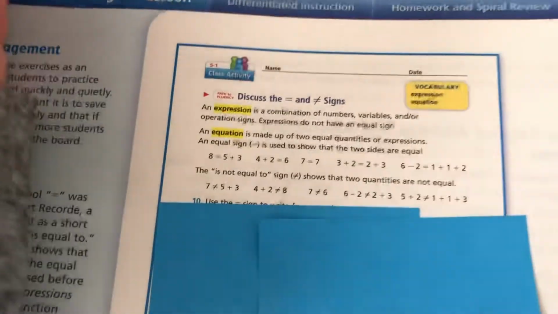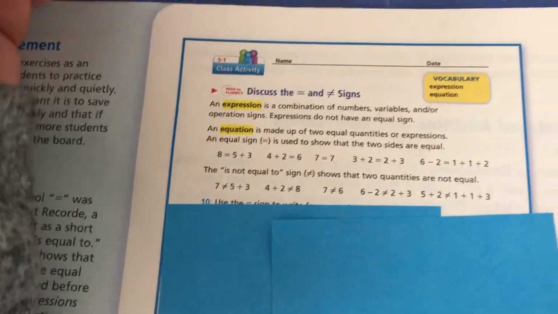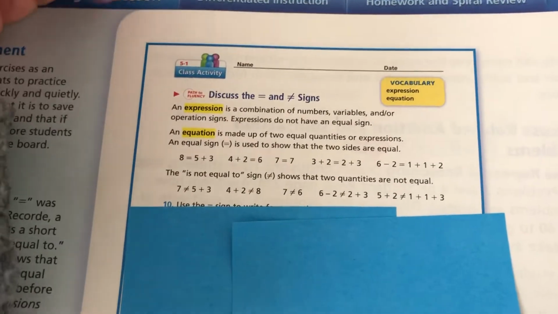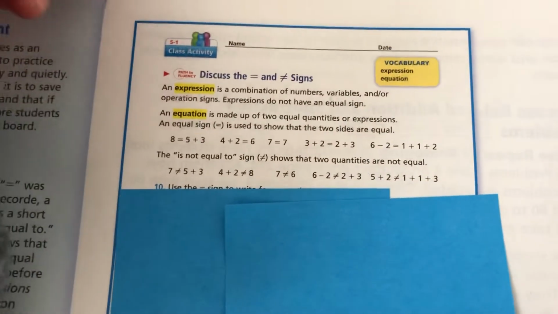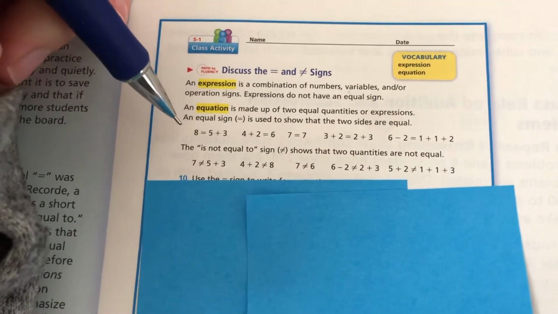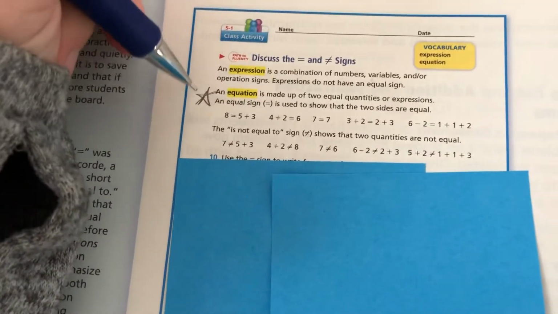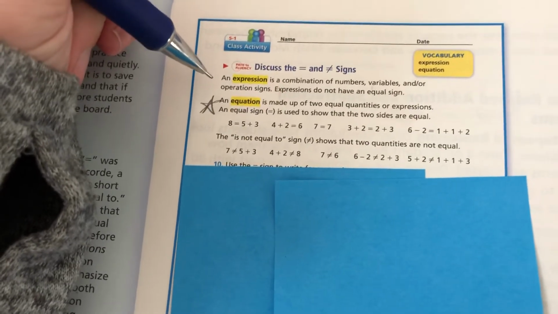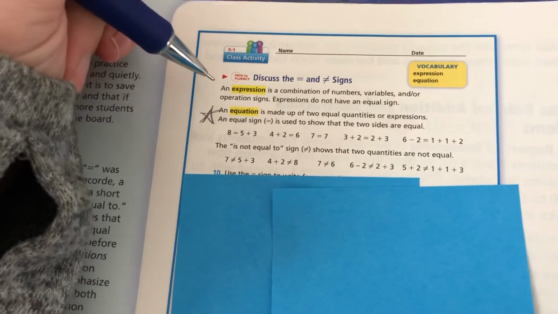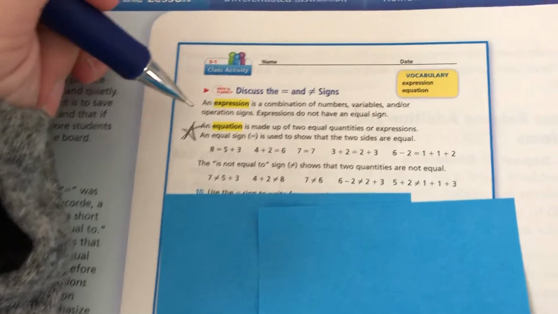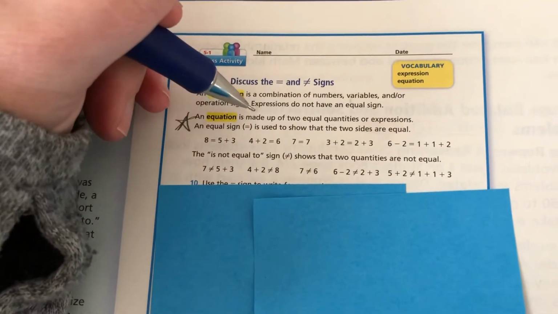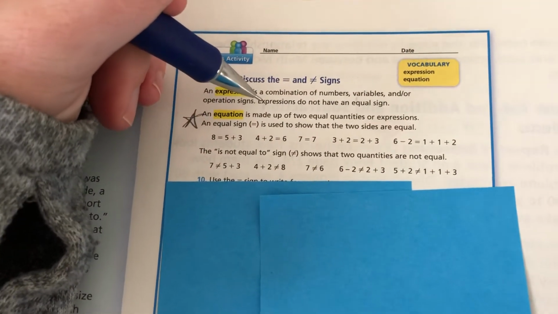Next, I want to go over 2 different vocabulary words that are really important to note, and this is on page 276 in your book, which you'll see in a moment. The difference between an expression and an equation. We spend a lot of time working with equations. Expressions, not so much. Expressions are combinations of numbers, variables, and other operation signs. But this is the most important part. They do not have an equal sign.